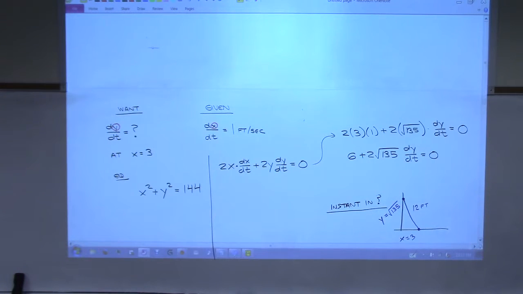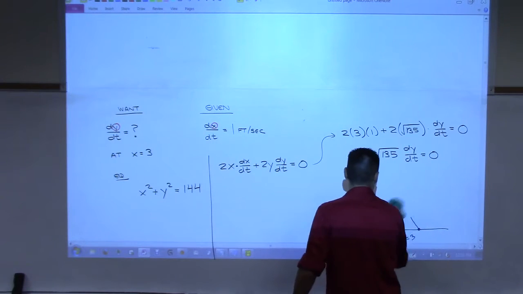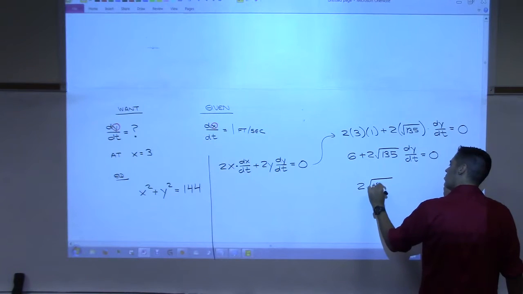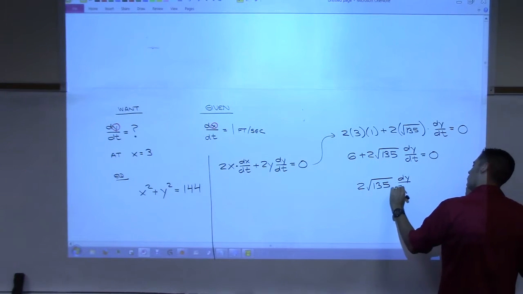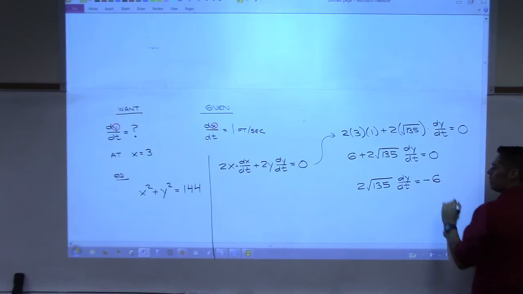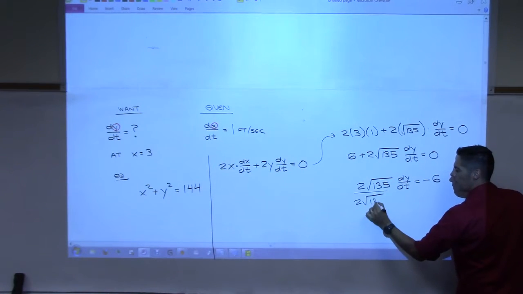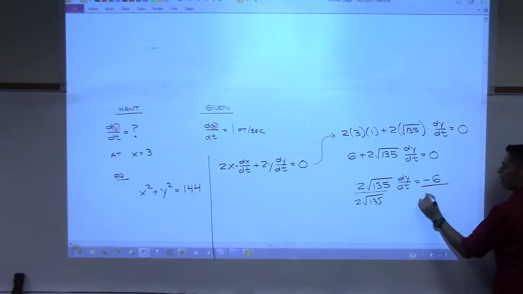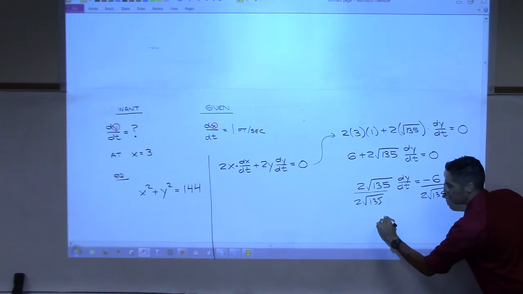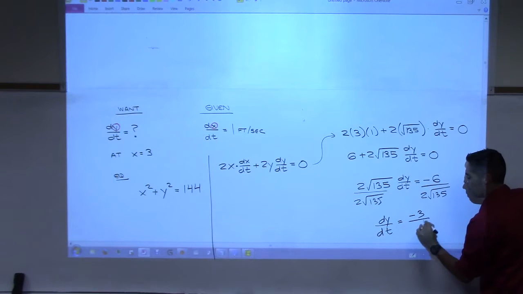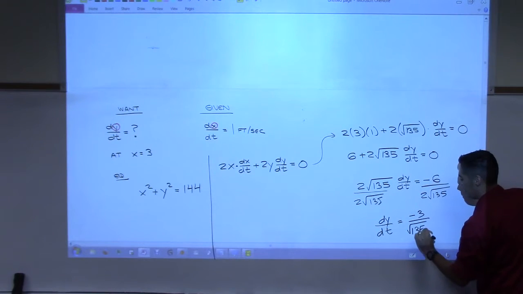So what would you do here? Move the 6 over and divide by 2 root 135? So that's just moving the 6 over. Now divide this side by 2 root 135, and then this by 2 root 135. And we should get a final result here. dy/dt is negative 3 over root 135.